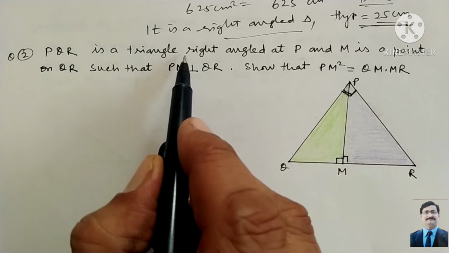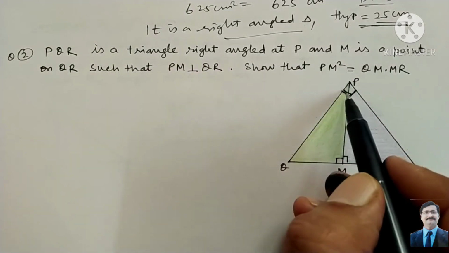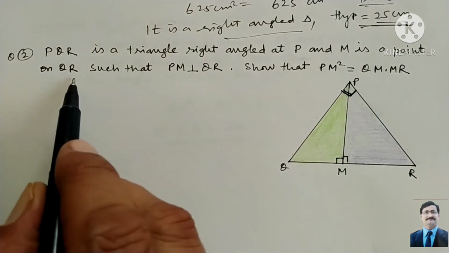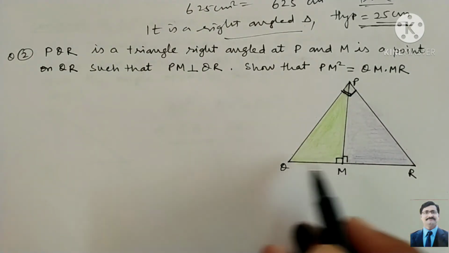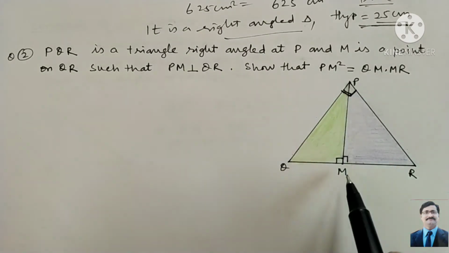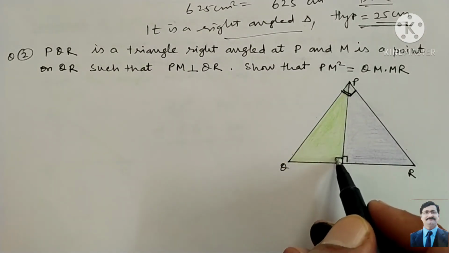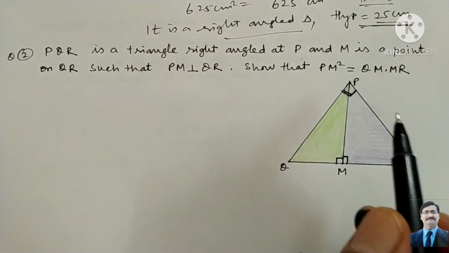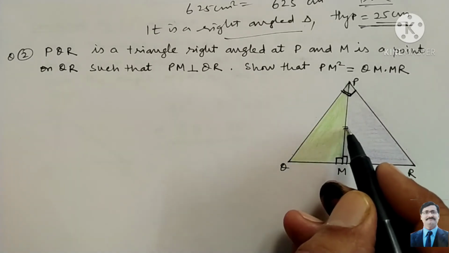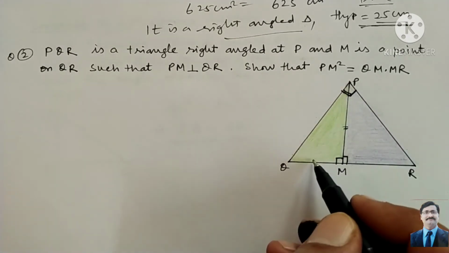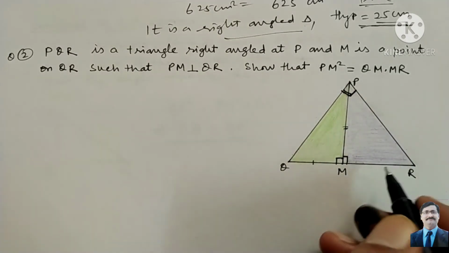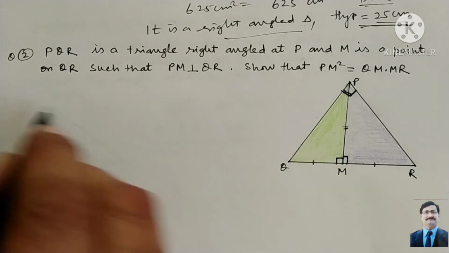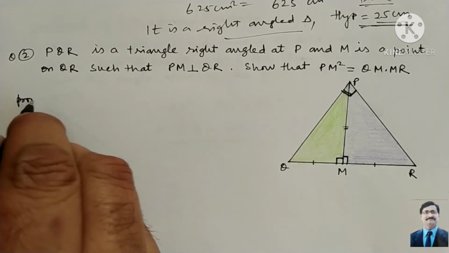PQR is a triangle, right angle at P. This angle P is 90 degrees and M is a point on QR such that PM is perpendicular to QR. This PM is perpendicular to QR means these angles are 90 degrees. We have to show PM square, PM square means this, equal to QM, QM is this side, and MR means this side. So look here, here we can write first in proof.